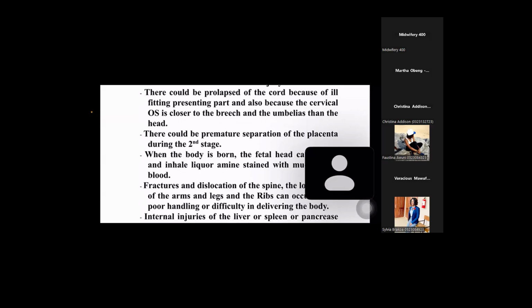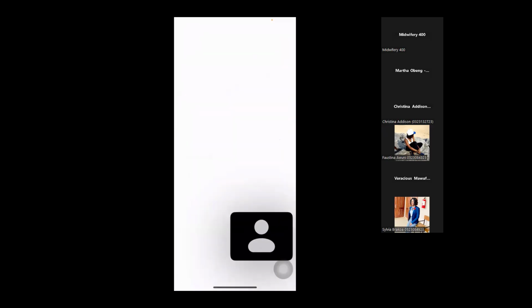Okay, so per my understanding, with this very point, normally when it is cephalic, the head is well fitting to the cervix than when it is breech. So with the breech, since the umbilicus is closer to the cervix with the breech presentation, it's closer to the cervical os. So it's easy to slip and then lead the presenting part. I don't know if you understand what I'm trying to say. Yeah, we understand. All right, thank you.